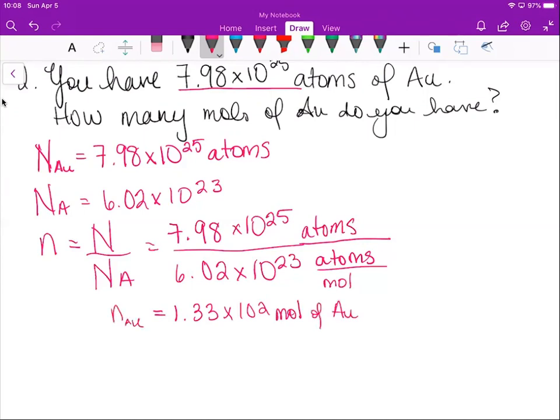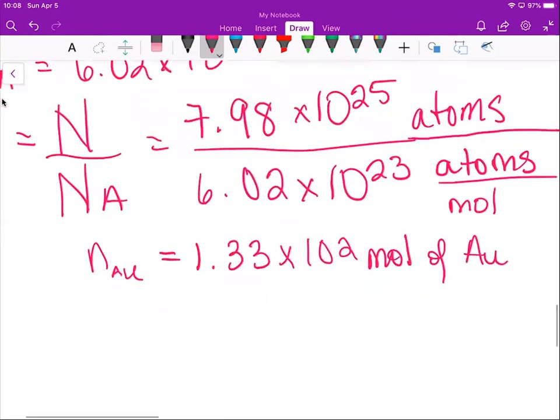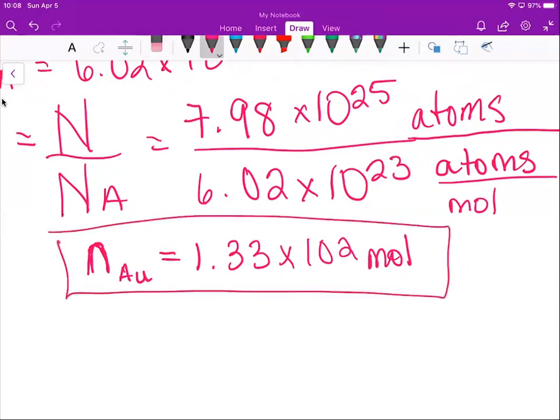Okay, so if you're looking at how I'm writing my final answer, it's really ugly, small n to represent number of moles, subscript Au for gold, and I have 1.33 times 10 to the 2 moles, and actually I don't even have to write this, of gold. And then that's your final answer.